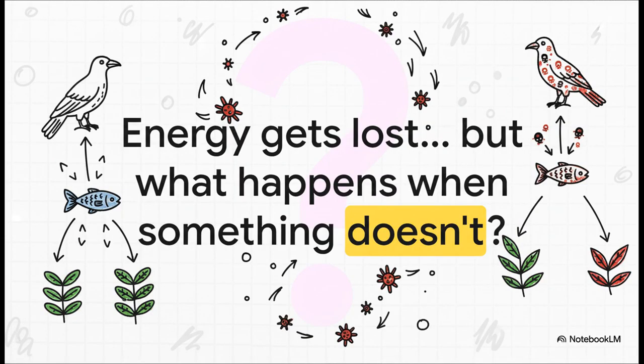Okay, so we've got it down. Energy gets lost as it goes up the food chain. That's the rule. But this leads to a really interesting and kind of scary question. What happens when something gets into the food chain that doesn't disappear? What if it sticks around?